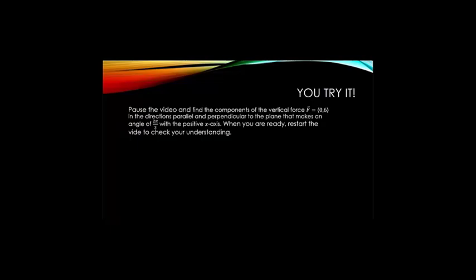Pause the video and find the components of the vertical force F given by the components 0, 6 in the directions parallel and perpendicular to a plane that makes an angle of 2 pi/3 with the positive x-axis. When you're ready, restart the video to check your understanding.